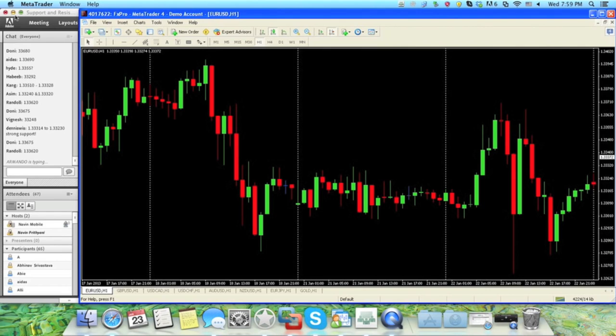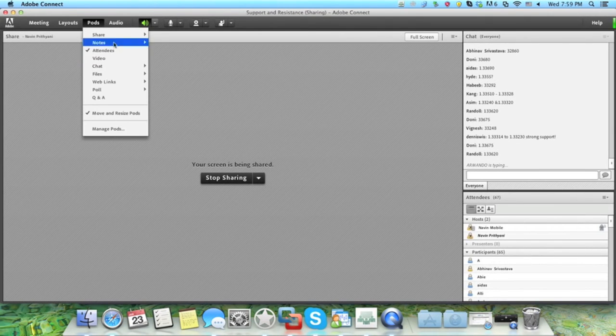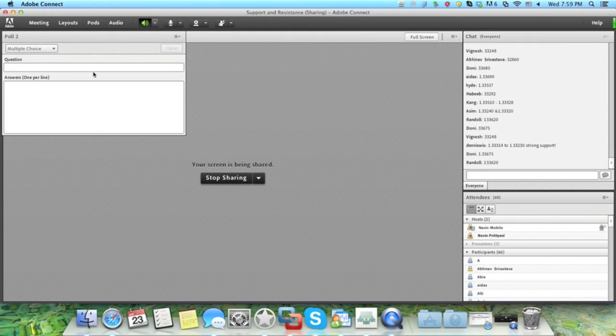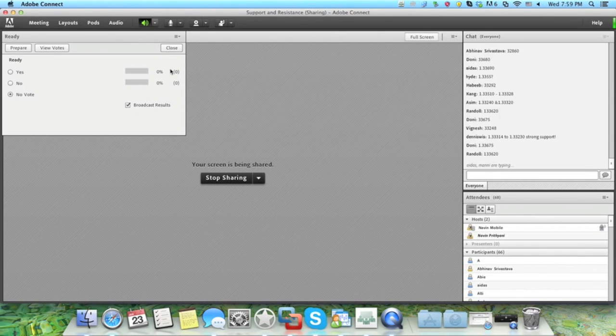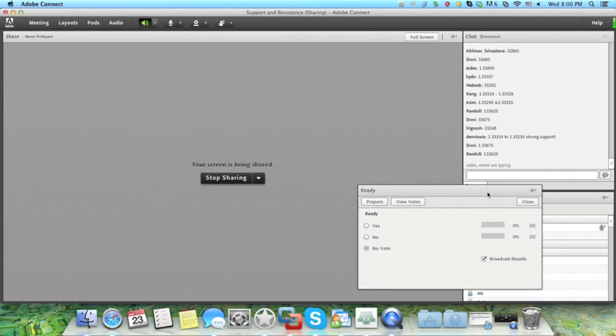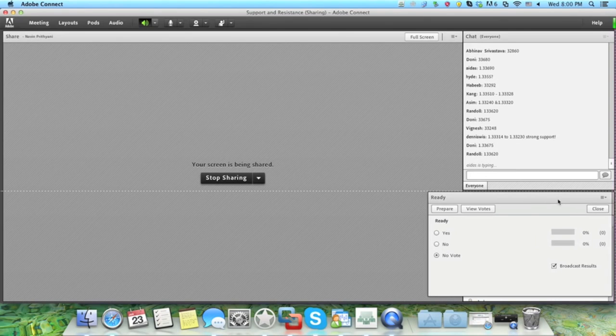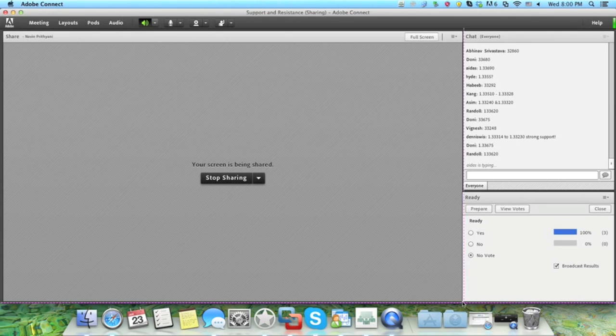Okay, when you guys are ready, after you've drawn your lines, where is my poll? There we go. Whenever you guys are done and you're ready, you let me know. You just use this poll to tell me that you've drawn your lines on your screen, and then I continue onto my screen. The moment we touch more than 70%, we will continue.